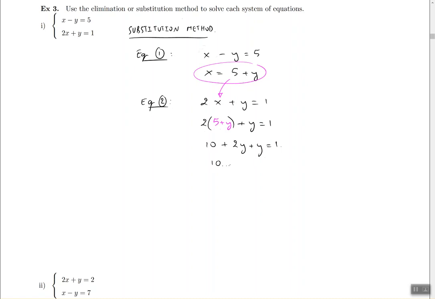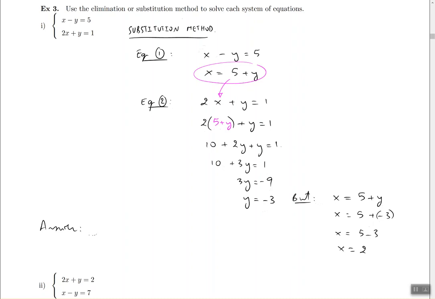So this means that 10 plus 3y is equal to 1, which means that 3y is going to be 1 minus 10, which is negative 9. So y in turn is going to be negative 3. Now once we know what y is, we say, but wait a second, I recognize that x is supposed to be 5 plus y. And if y is supposed to be negative 3, then let me just plug it in. I would end up with x equal to 5 minus 3, which means that x is going to be 2. And so that means I'm finished now. The answer to this problem is going to be 2, negative 3.